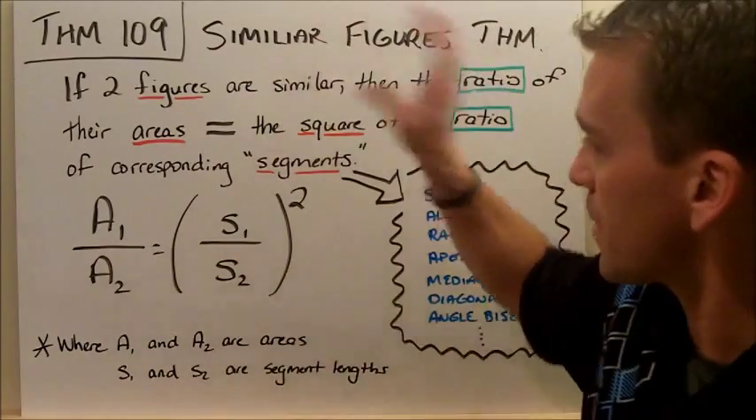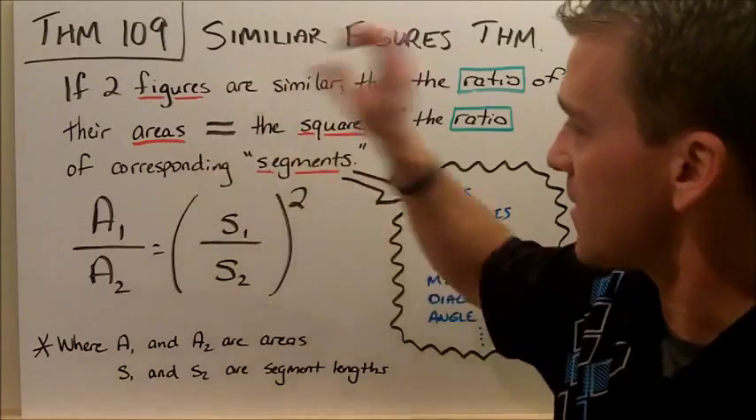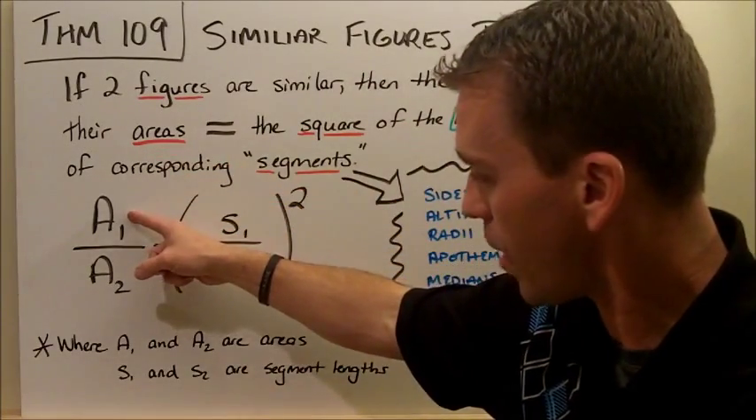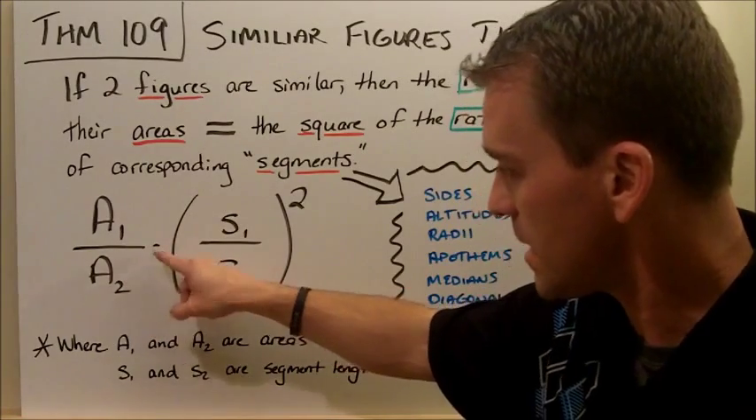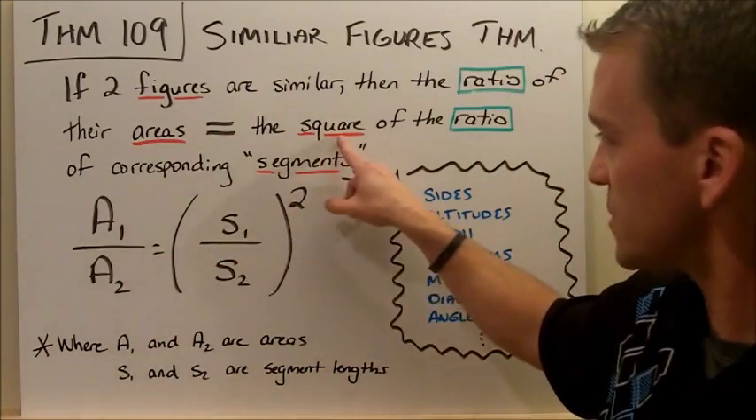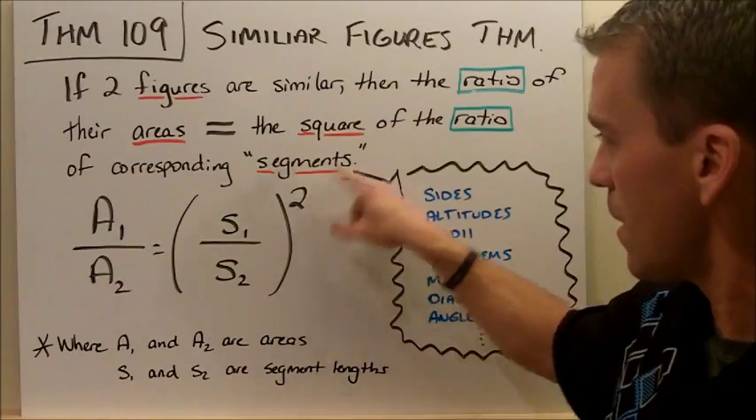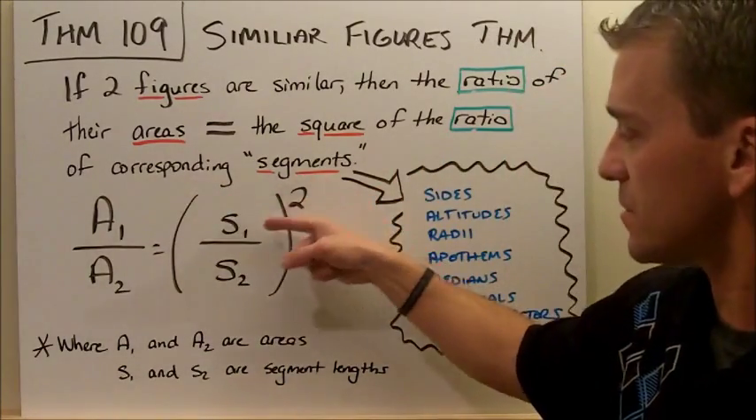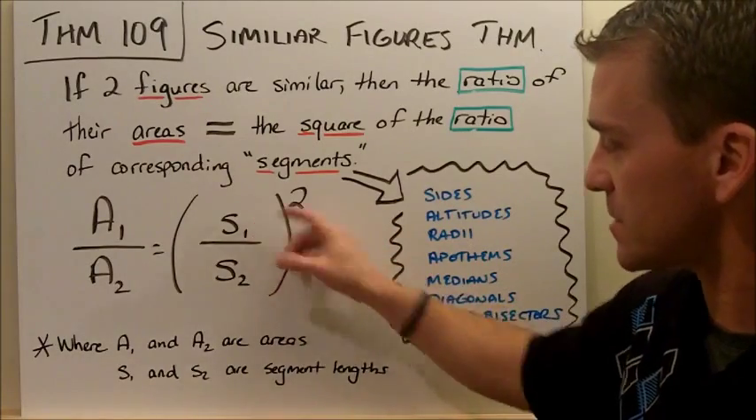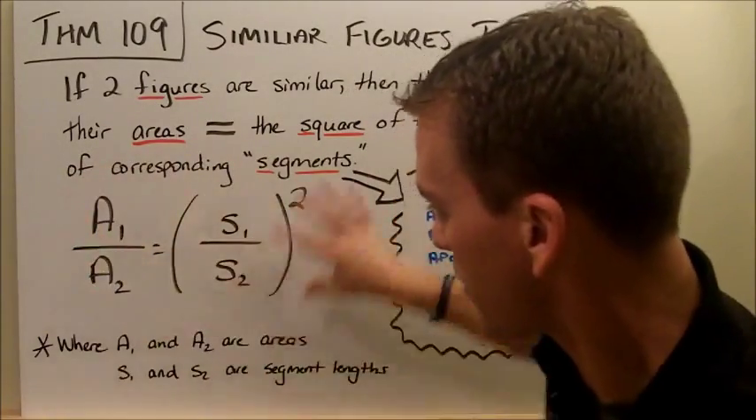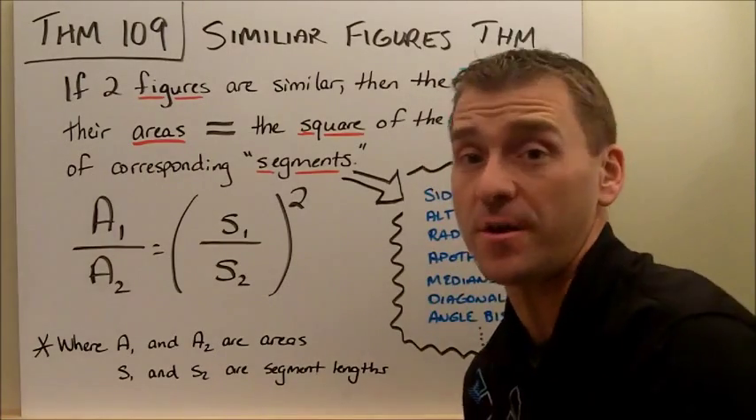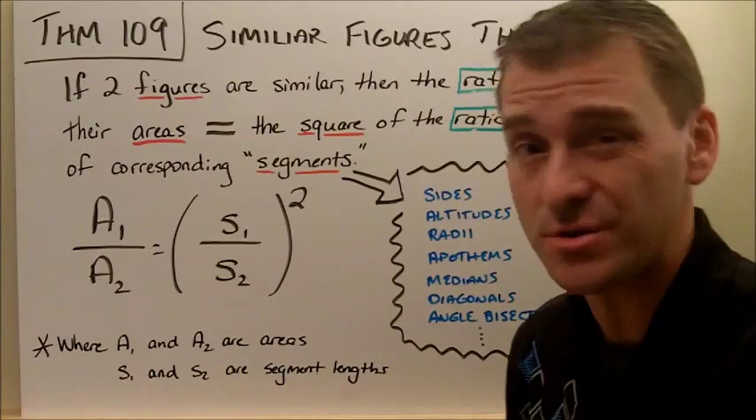Here's what it says. Again, back to the wording. If two figures are similar, then the ratio of their areas, area 1 to area 2, is equal to the square of the ratio of their corresponding segments. This formula, burn it into your mind because it's a really cool formula to be able to figure out certain things. And you'll see when we do some examples.